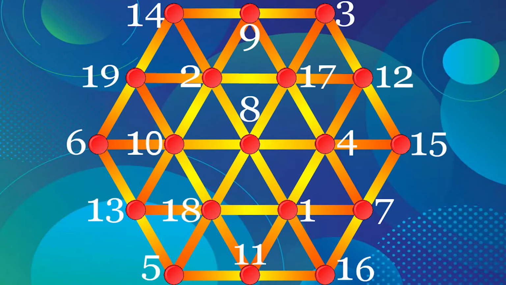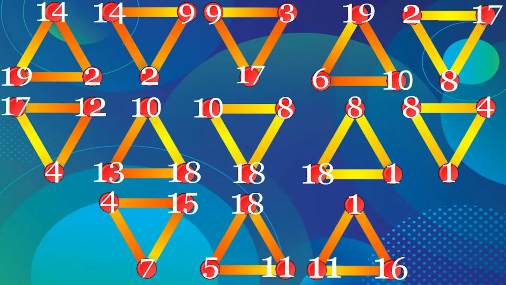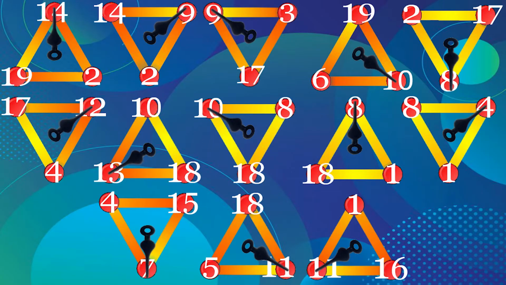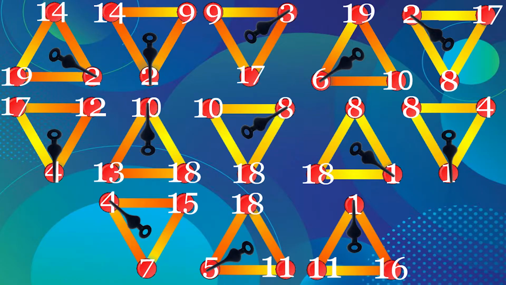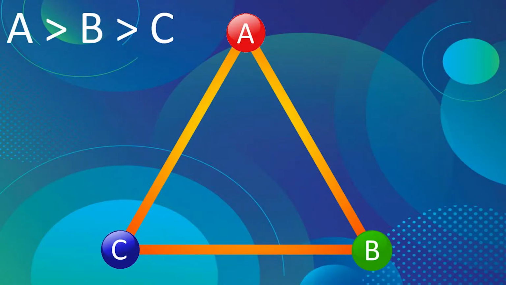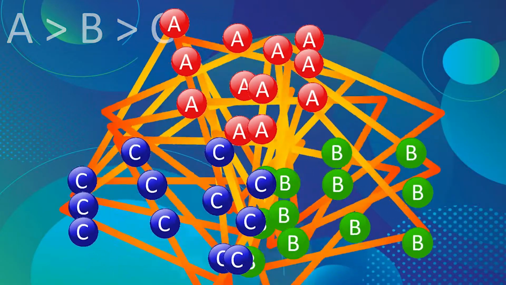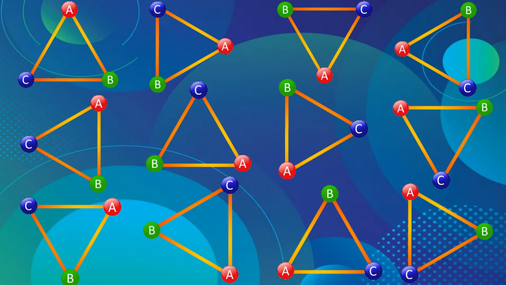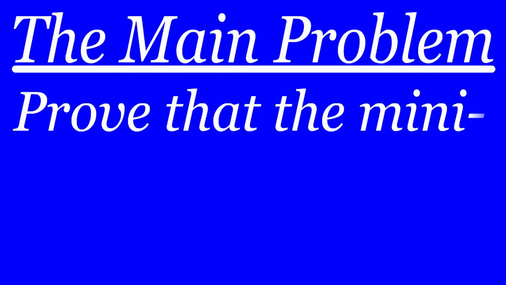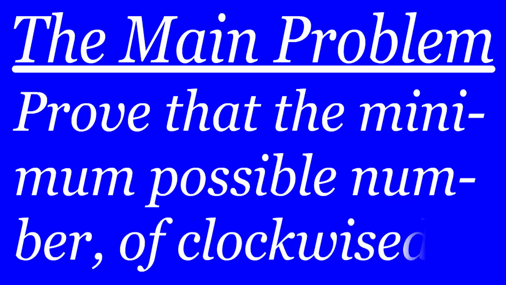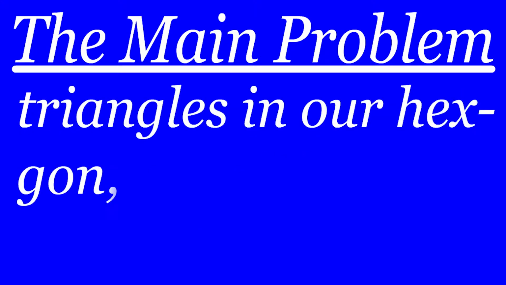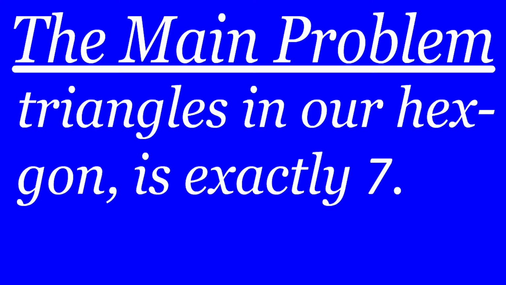Observe that in some of our triangles, the numbers in their vertices are arranged in a decreasing clockwise order. Every triangle which satisfies the last condition is called clockwise. This brings us to the main question in this challenge. We have the following main problem. Prove that the minimum possible number of clockwise triangles in our hexagon is exactly 7.